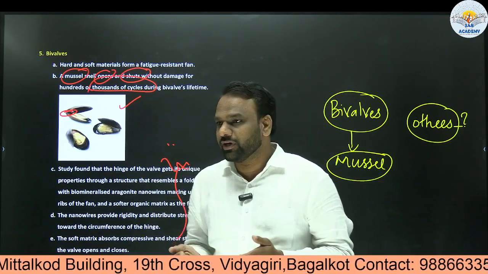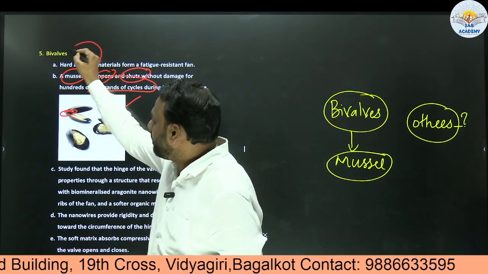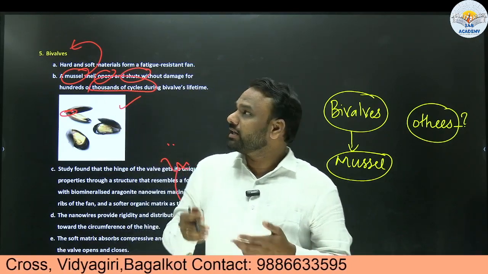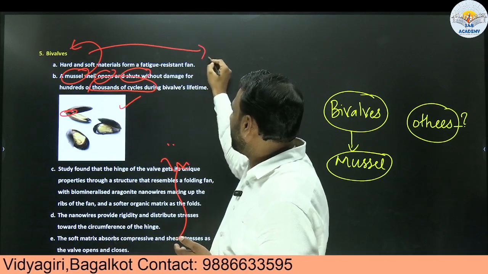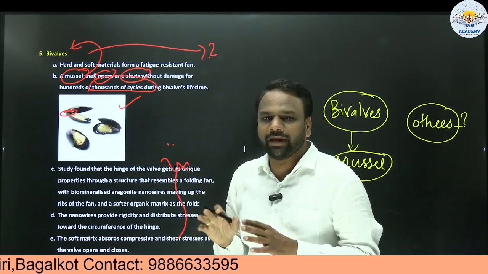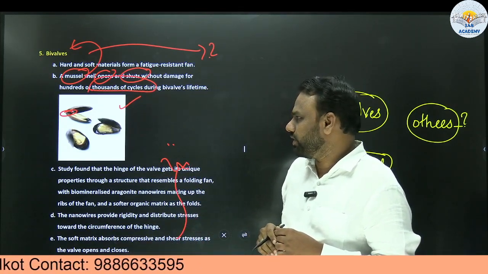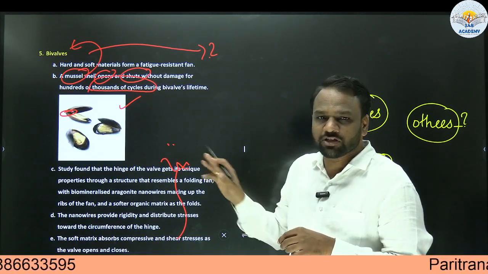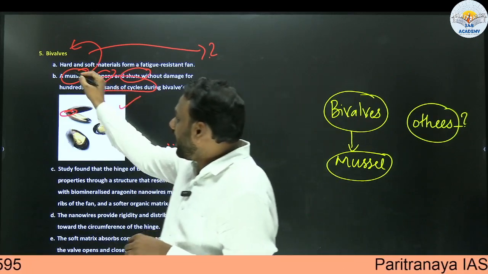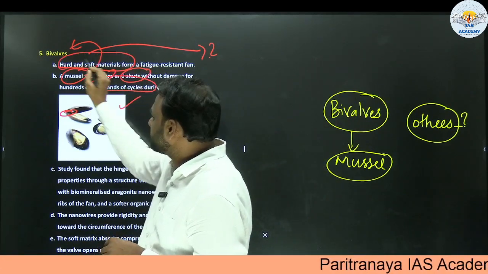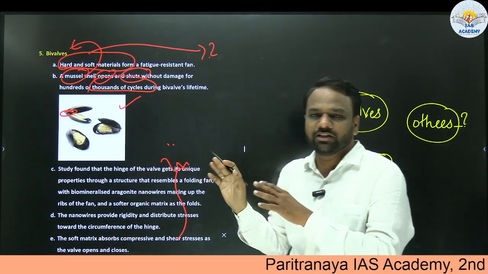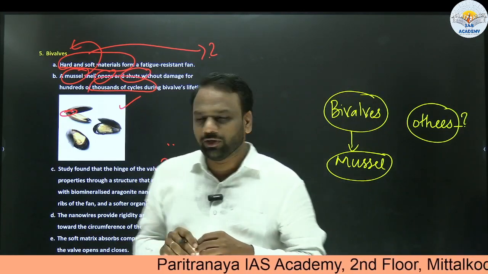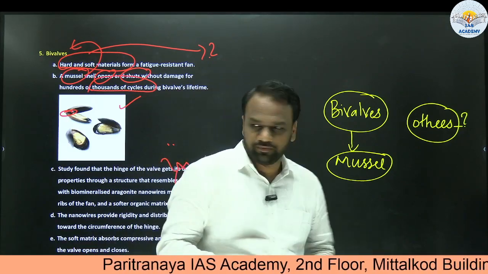From the exam point of view, what is important is: what is a mussel? A mussel is a bivalve. Okay, bivalve. Apart from that, UPSC focuses on which other bivalves are present. So you should search for it and make a list of it. Okay, make a list of it. Is it only soft materials that are responsible for this property? No. Both hard and soft materials which are part of these bivalves give it this property. Okay, give it this property. If we understand this at the superficial level, that would be sufficient.